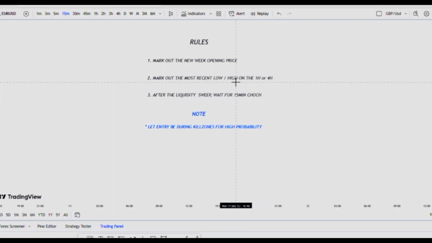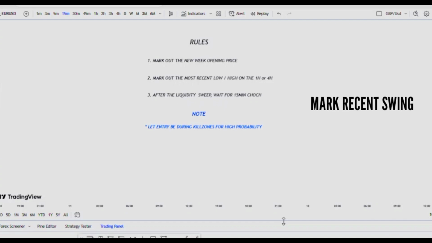So the very first rule is, once the new week opens, you want to mark out the new week opening price. You drop down to the 1 hour or 4 hour and you mark out your most recent swing high or swing low. So in a bearish condition, you'll be marking out the most recent swing high. Now why are you marking out the most recent swing high?